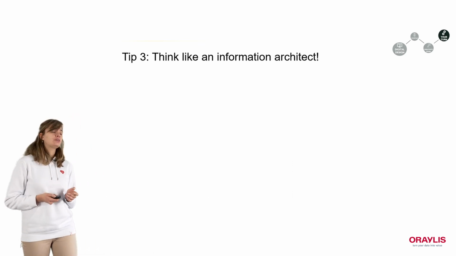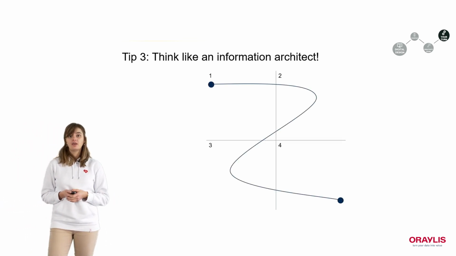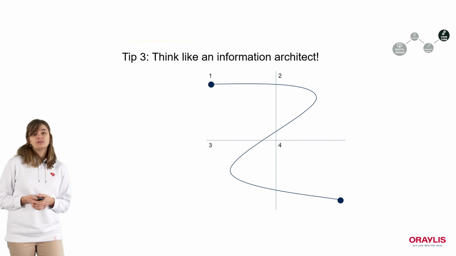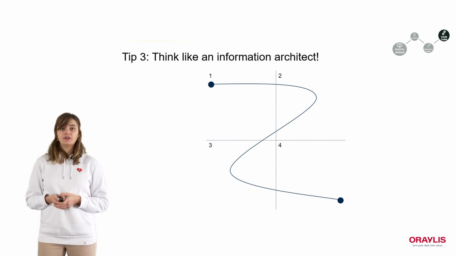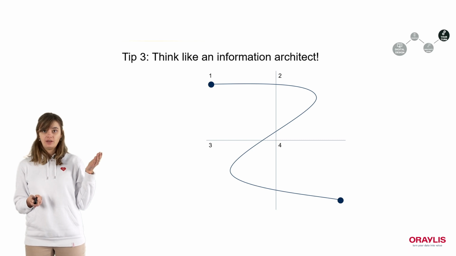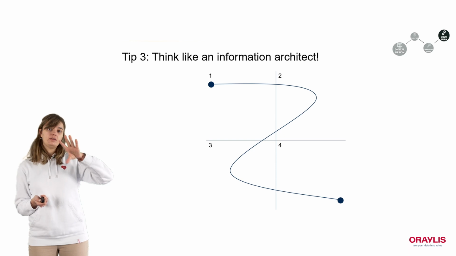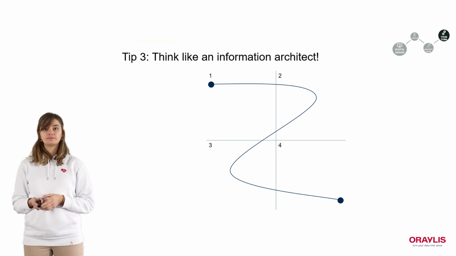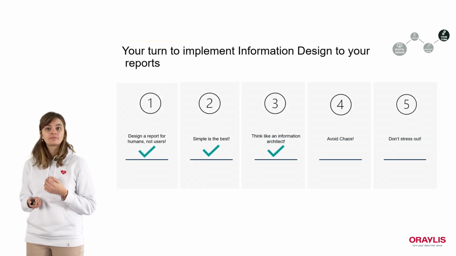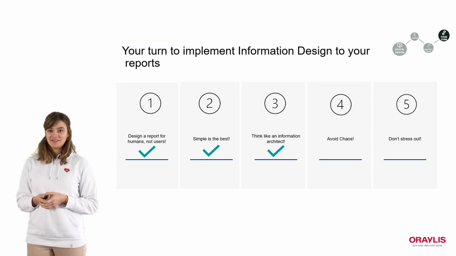A good information architect is also aware of the direction of a report. The ideal direction is in a Z form. The top left corner, you should keep the most important information. And then you move on with the second important information in the following corners. You have now an information architect mindset.